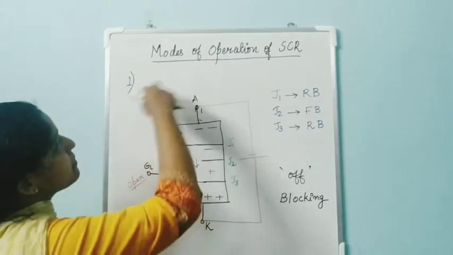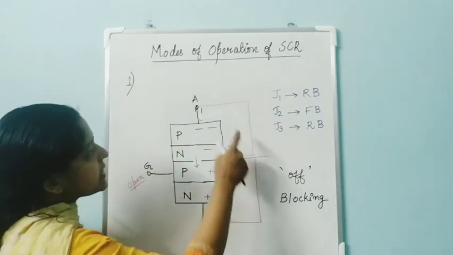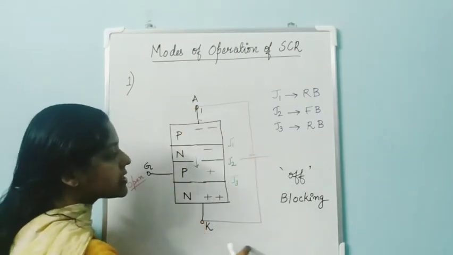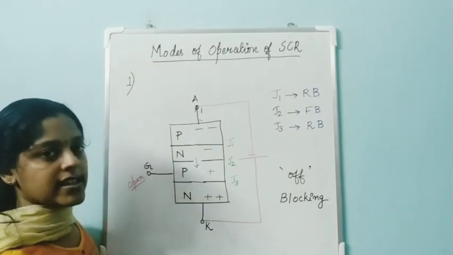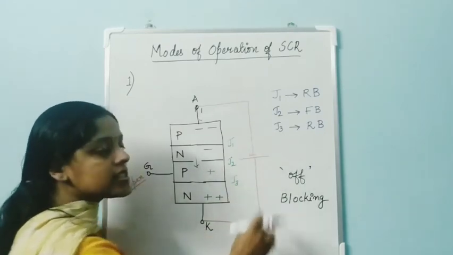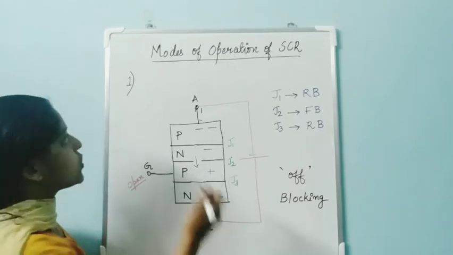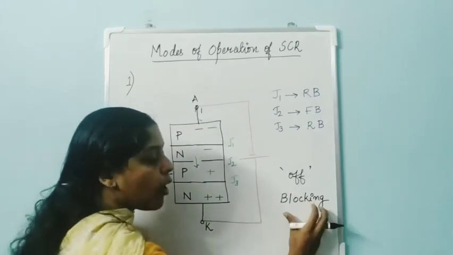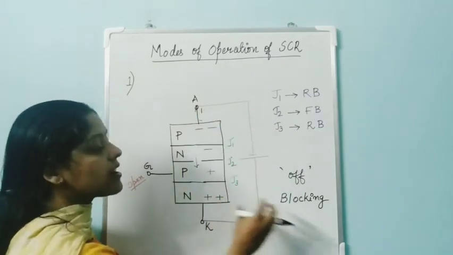So now let's see. Now let's name this mode. We have to name this mode, right? So what type of biasing is given to this device? Anode is given negative. Cathode is given positive. What type of biasing is it? It is reverse biasing, isn't it? Whenever an anode is connected to negative and cathode is connected to positive, that type of biasing is actually what biasing? Reverse biasing. And during this mode of operation, this device is blocking. Okay. So, under reverse biased condition, an SCR is blocking.